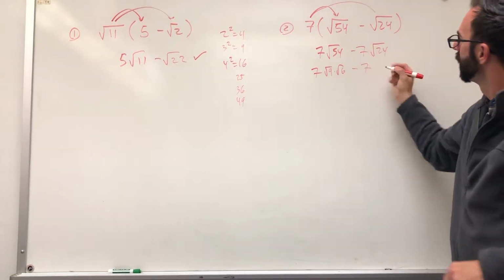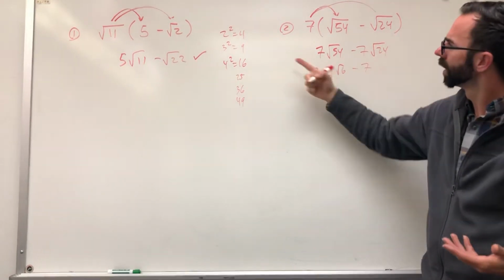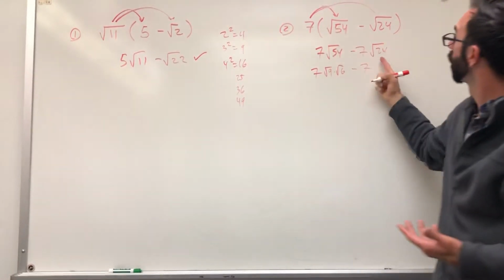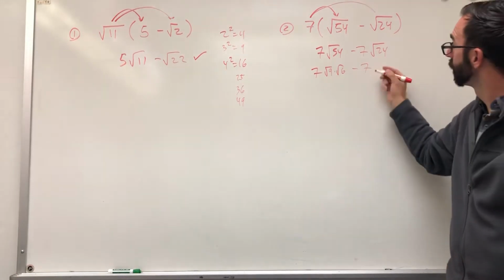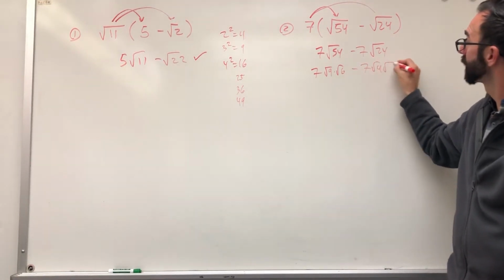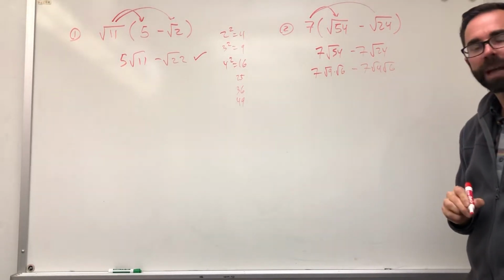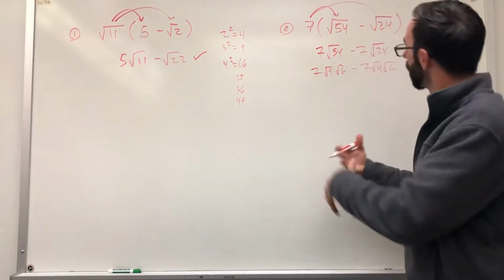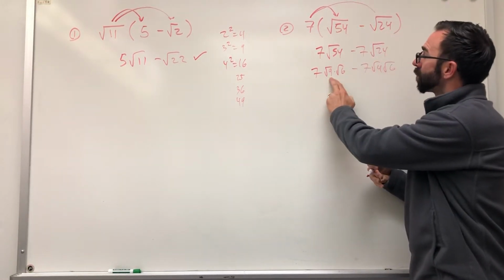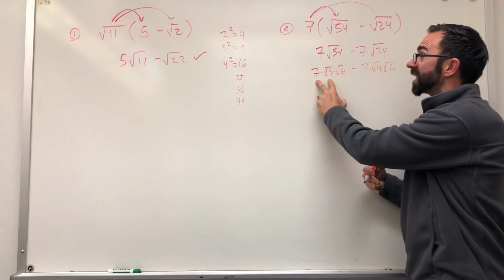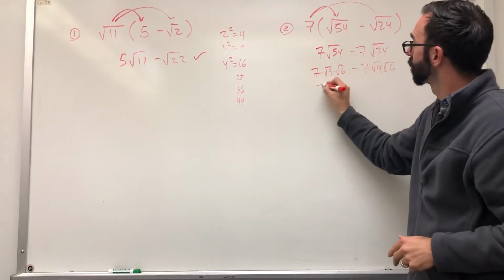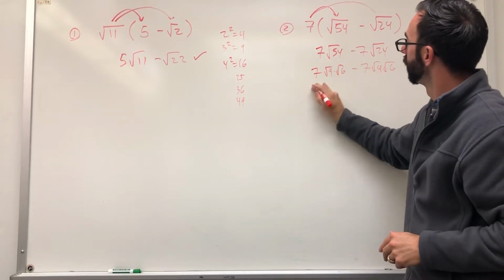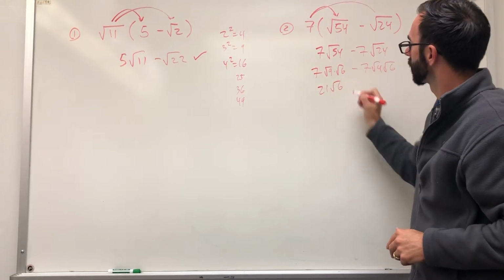Minus 7, same thing with 24. Well, here 4 goes into 24, so we can rewrite that as the square root of 4 times the square root of 6. Okay, now let's go ahead and simplify. Okay, this is 7 times radical 9, which is 3, right? So this is 7 times 3. Okay, so that's 21 times radical 6, right?